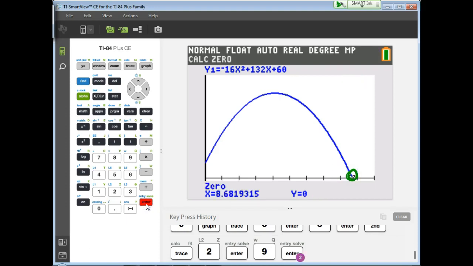Let's go to the 100th place. It hits the ground at 8.68 seconds.